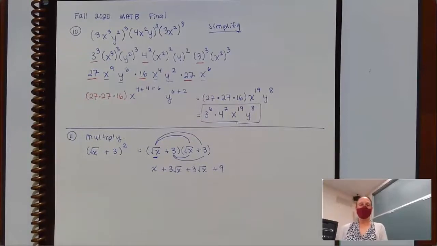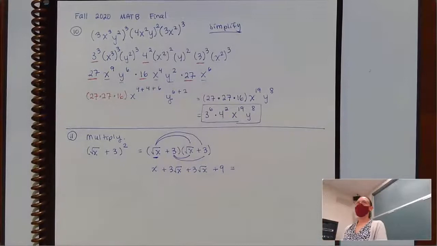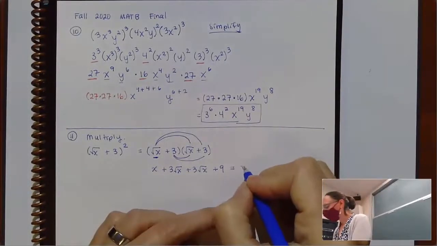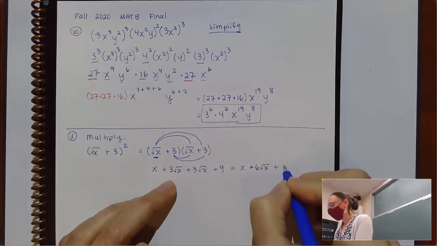It's okay to leave it like this, but if you can, it's usually a good idea to at least combine like terms, which would make this look like x plus 6 square root x plus 9.